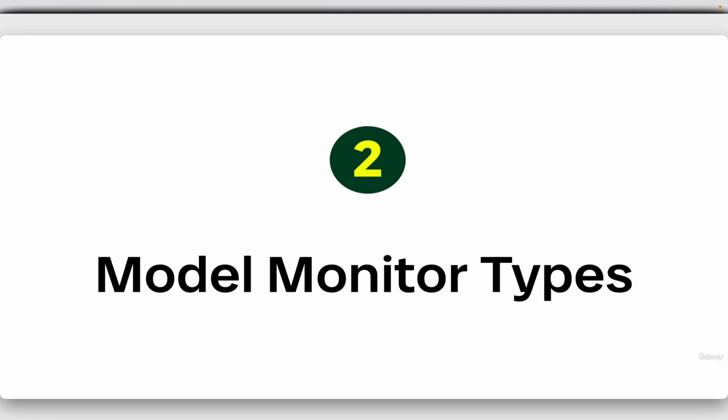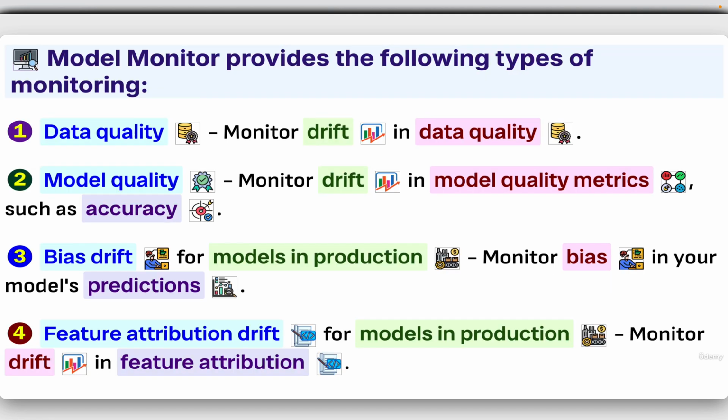Next topic is model monitor types. So, model monitor provides the following types of monitoring. First one is data quality. So, you can monitor drift in data quality. Second is model quality. You can monitor drift in model quality metrics such as accuracy. Third one is bias drift for models in production. So you can monitor bias in your model's predictions. And fourth one is feature attribution drift. For models in production, you can monitor drift in feature attribution.